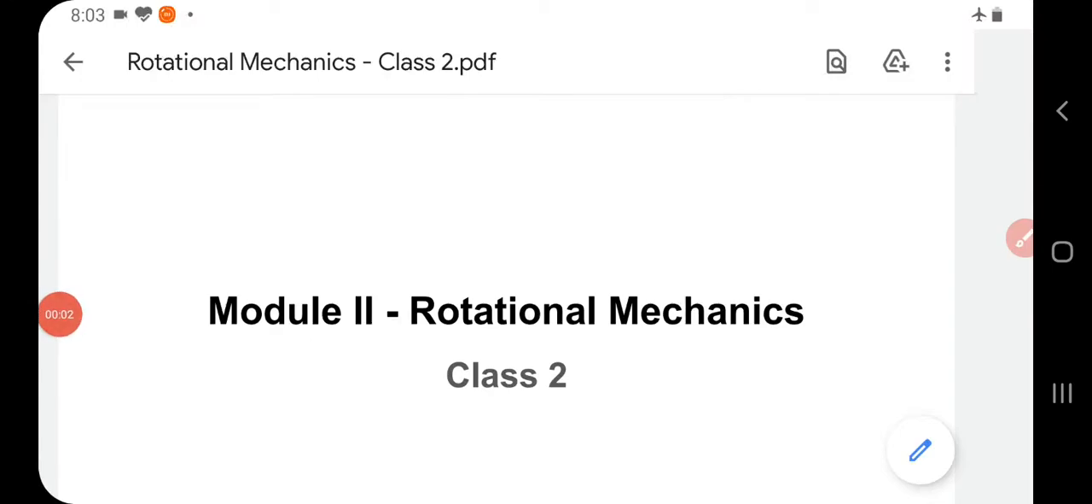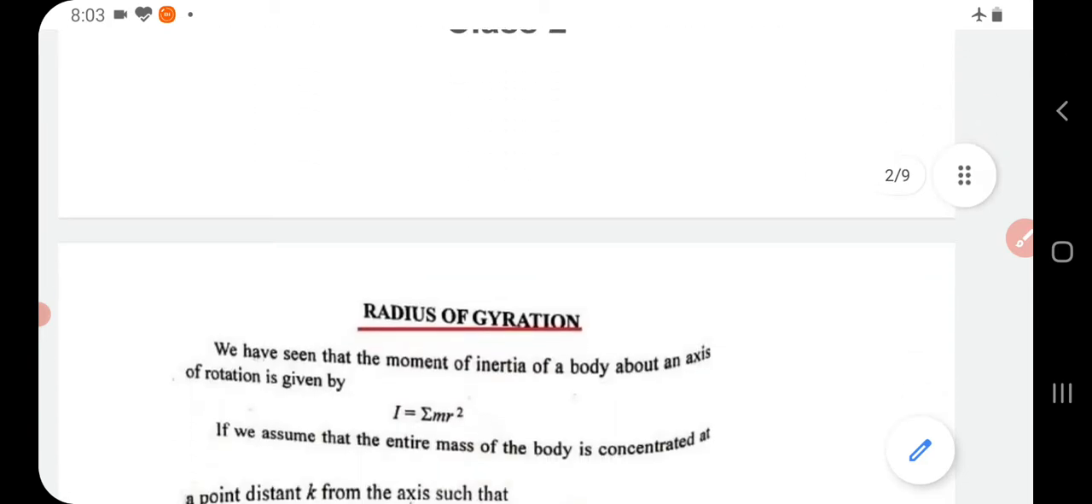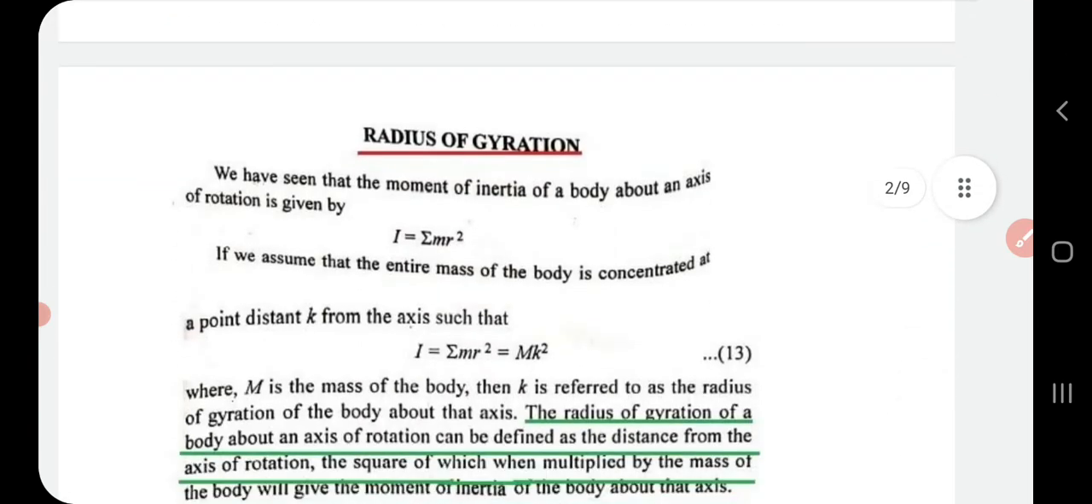Good morning. Now, in today's session, we will learn about radius of gyration. You might have heard about this term when you were doing the compound pendulum experiment. So, let us see what is meant by radius of gyration.